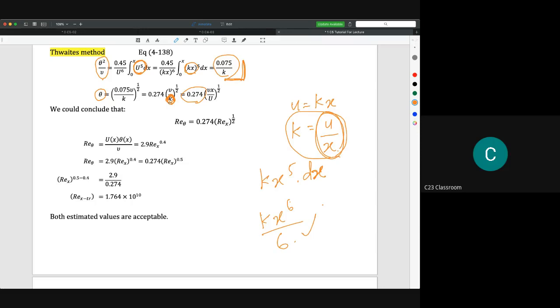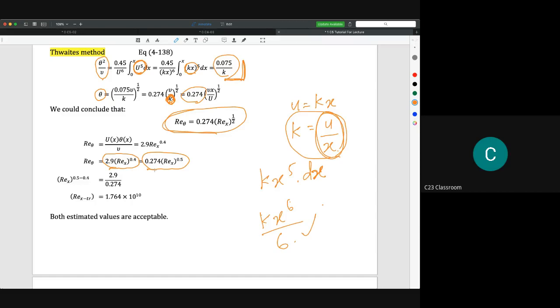So from here, this is the Reynolds number that we have. Then we substitute into this one. So we have the Reynolds number 2.9 Reynolds number to the power of 0.4, and then we equalize with this one. So finally we could get the Reynolds transition is 1.764 times 10 to the power of 10.